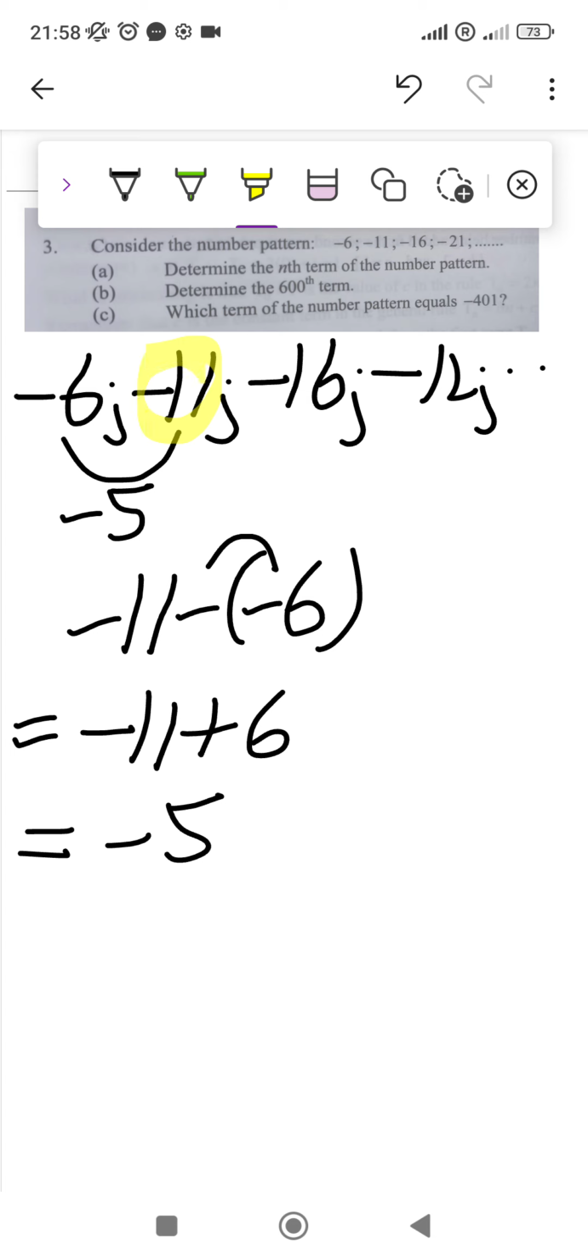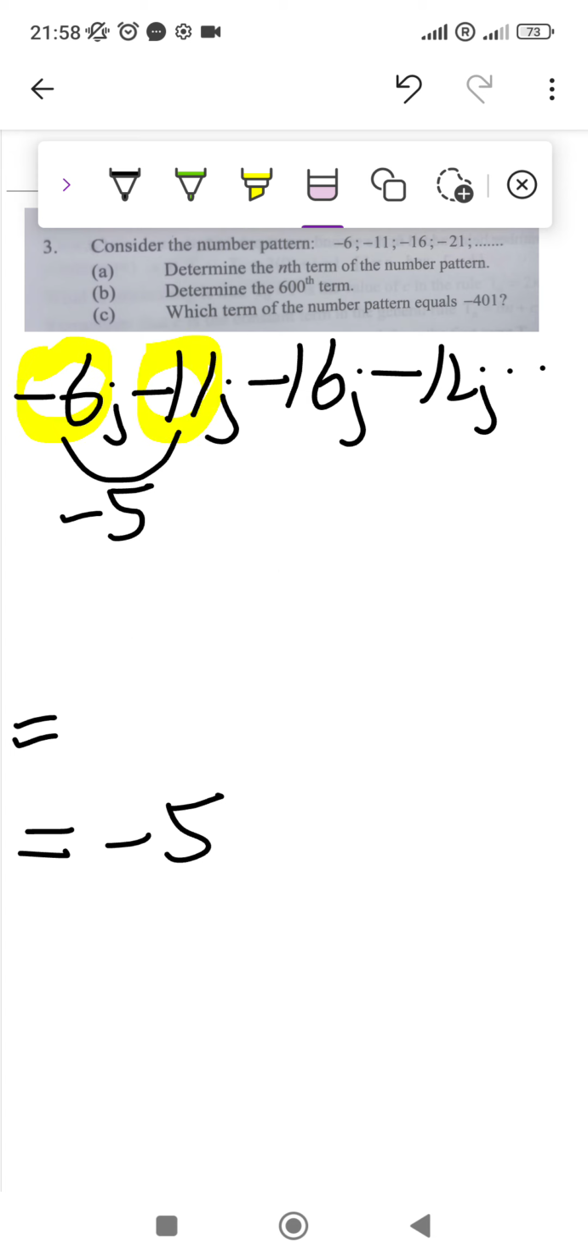Again, how did we get that? We took our second one and we subtracted our first one. To find difference, difference refers to minus. To find difference, you take consecutive terms, second minus first.